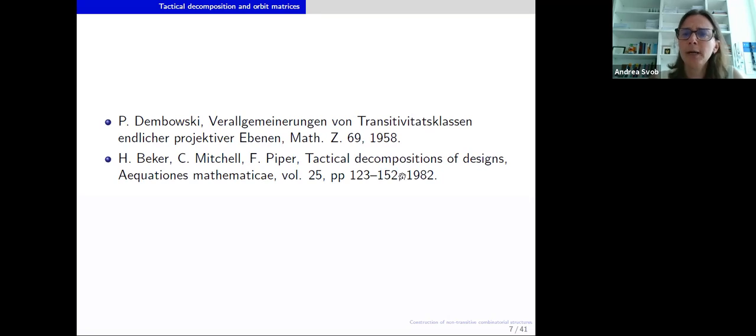In the paper from 1982, Becker, Mitchell, and Piper gave a lot of results concerning tactical decompositions of designs. Many of the propositions that I will state today, and also some proofs that I will skip, can be found in this paper, and they are all regarding tactical decompositions of designs.